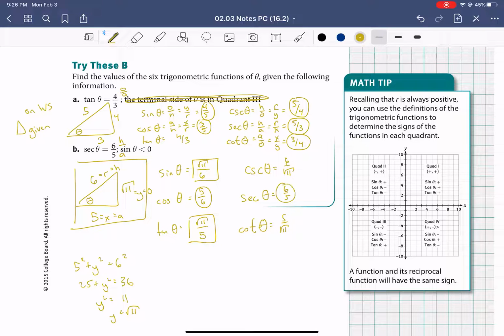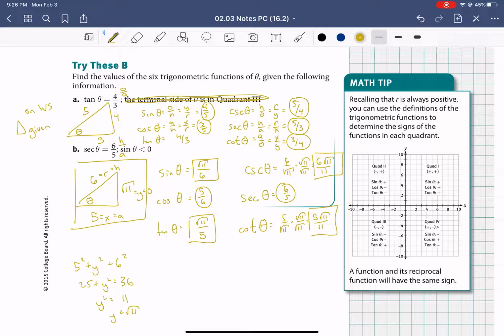So here is the only answer that we can be fine with right away. Here we need to rationalize the denominator. So here we get 6 square root 11 divided by 11. We can't simplify that, so we're done with that. Again, rationalize the denominator. So we get 5 square root 11 divided by 11.